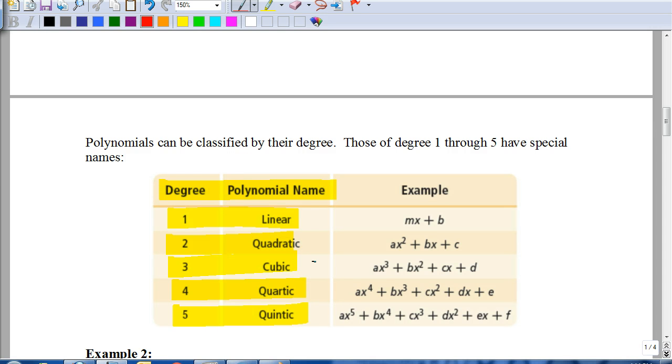We've talked about quadratics in the past. Quadratics are when the highest degree, when the degree is 2. A cubic function, well, that makes sense because cubed means that it's to the third power, so a cubic function means you have a degree of 3. Quartic, well, you know, a quarter is 4, so a quartic polynomial would be where the degree is 4, and a quintic polynomial is where there's a degree of 5.